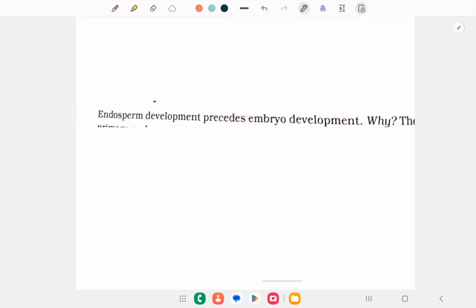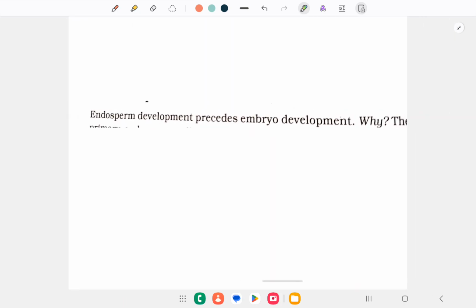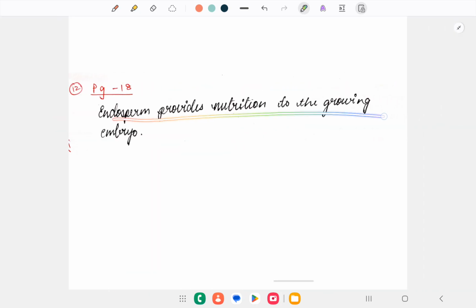Moving on to the next question in page number 18, that is, endosperm development precedes embryo development. Why? That means that endosperm will develop before the development of the embryo. This is very important because the endosperm is responsible for providing nutrition to the growing embryo. So that is what we have written in the answer, that is, endosperm provides nutrition to the growing embryo.